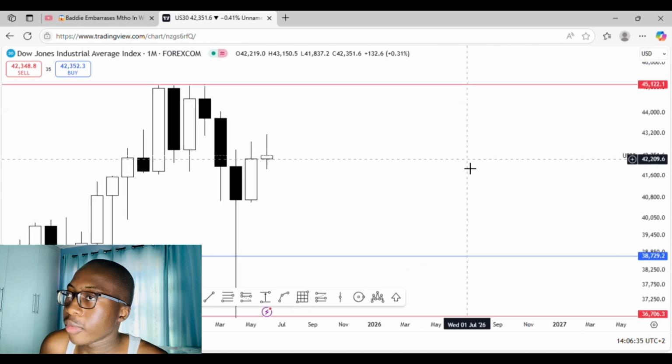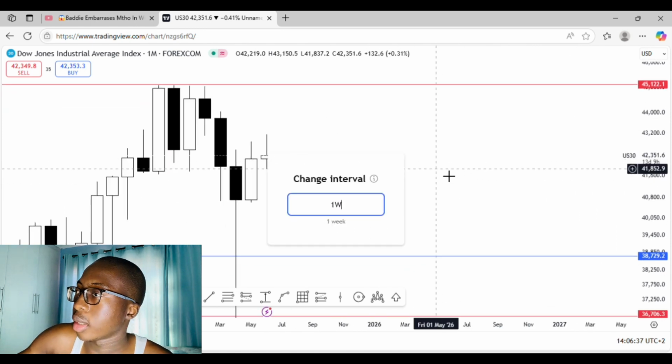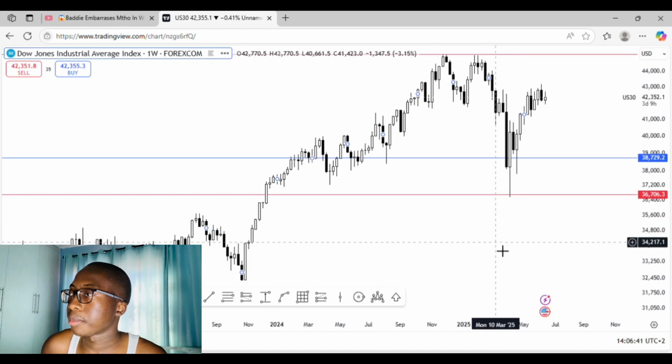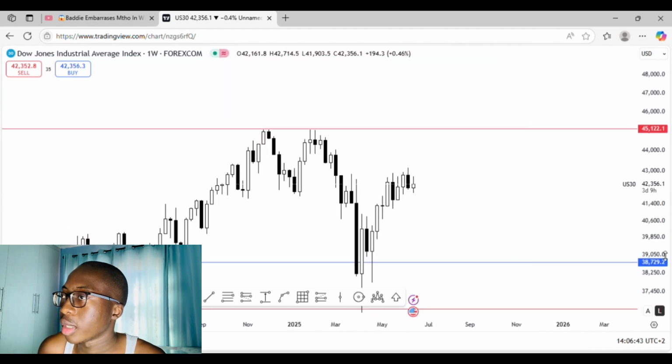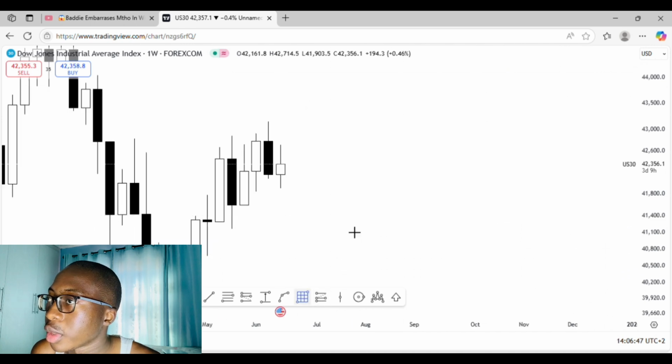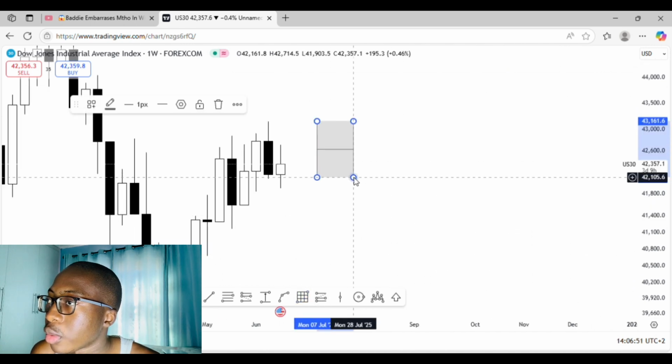So what am I looking for now? Going to my weekly. Let's go to my weekly price action. Let's see. Okay, beautiful. I'll just start on my previous week candle there.